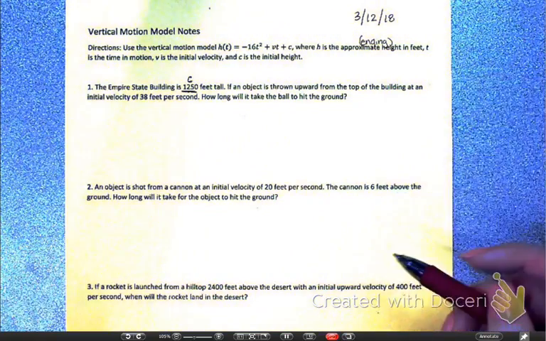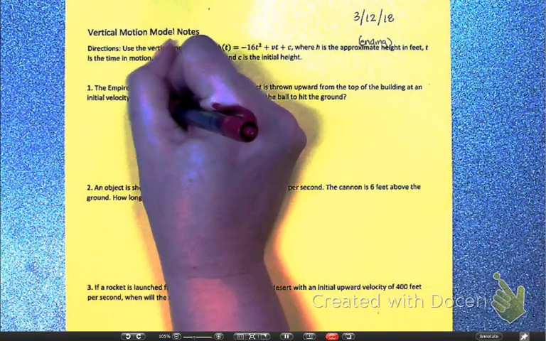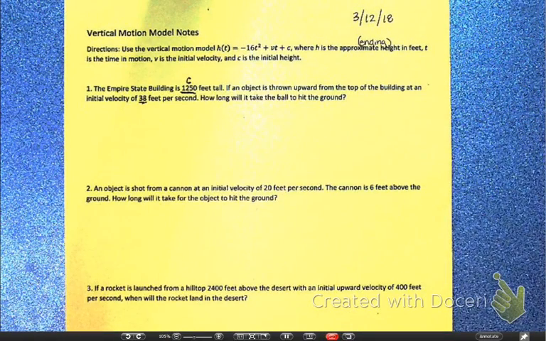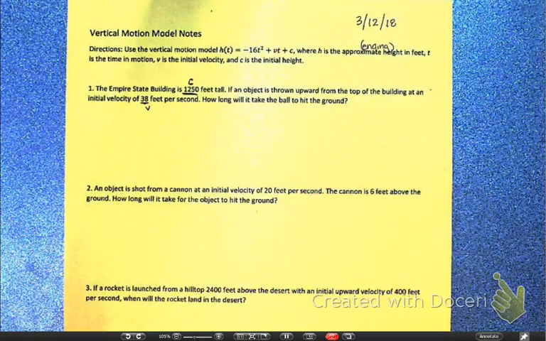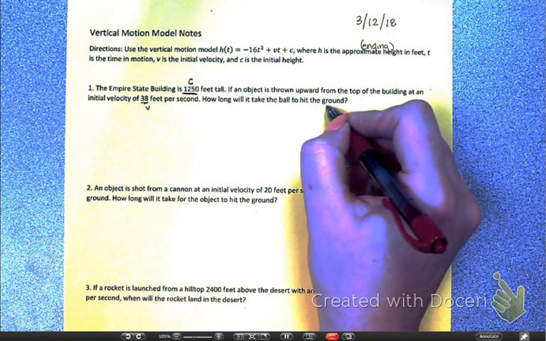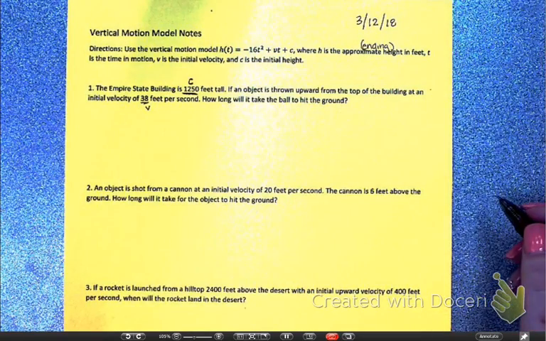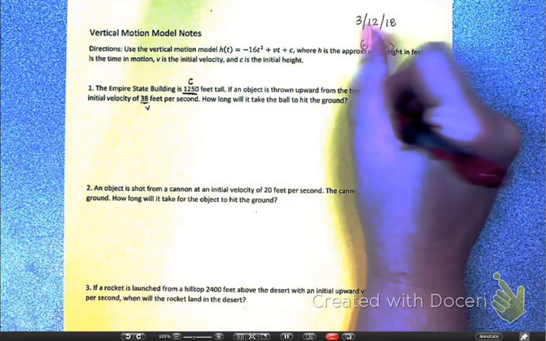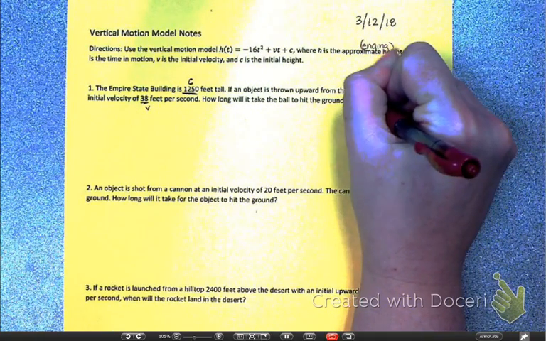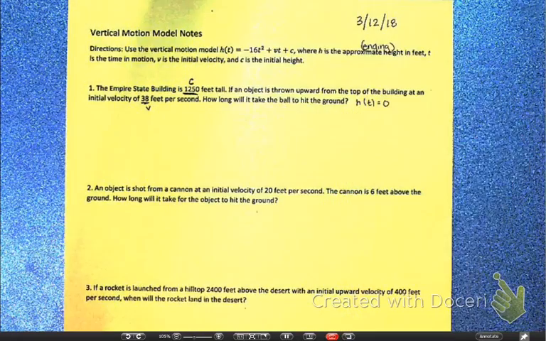I throw the ball with a velocity, so what letter is that going to be? V of 38 feet per second. How long will it take the ball to hit the ground? So I'm looking for time, but I want to know when the ball hits the ground. What height is the ball at if it's on the ground? 0. So my h of t, my ending height, is 0, because the ball's on the ground. It has no height. Will that height always be 0? For all of these problems, the height's always going to be 0.